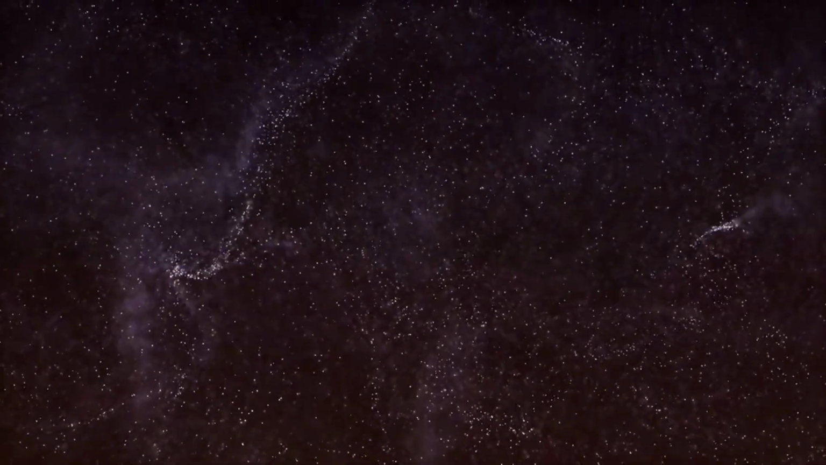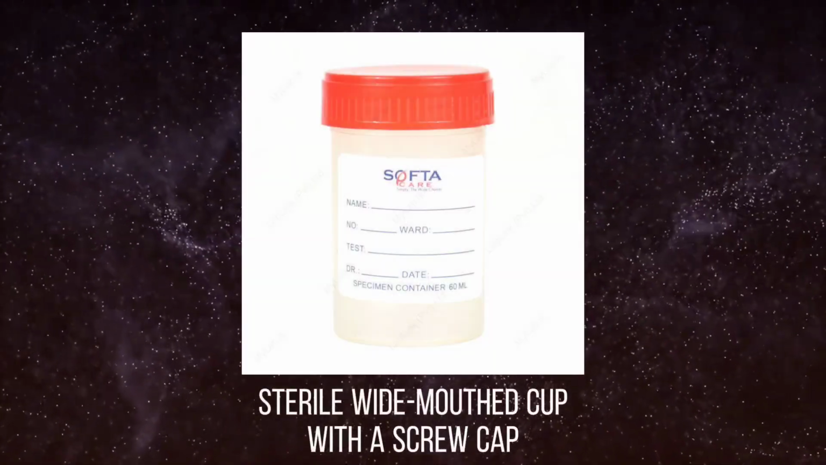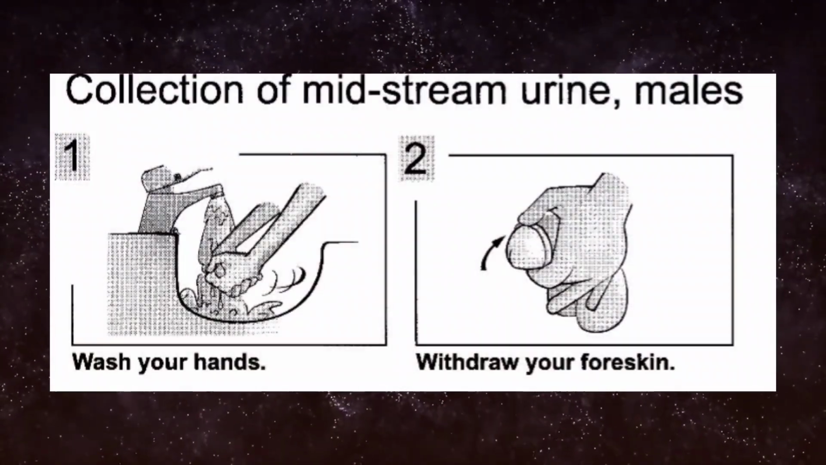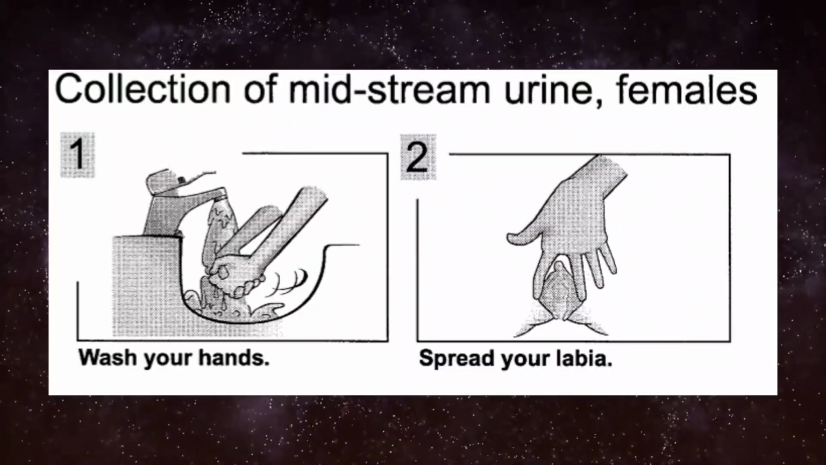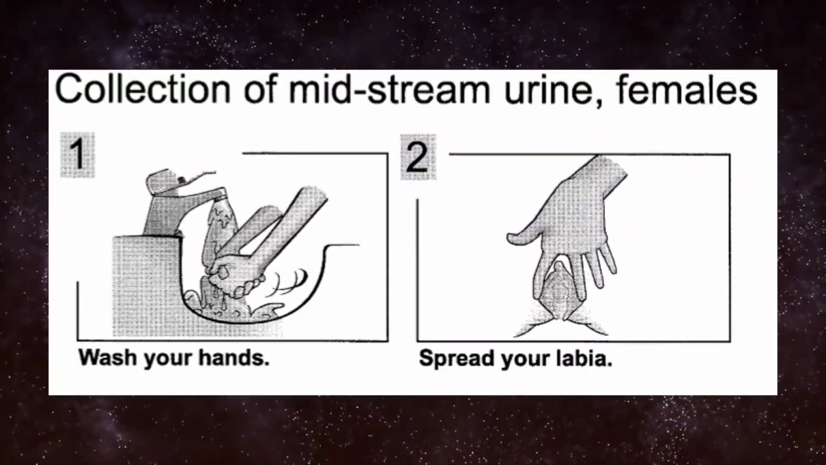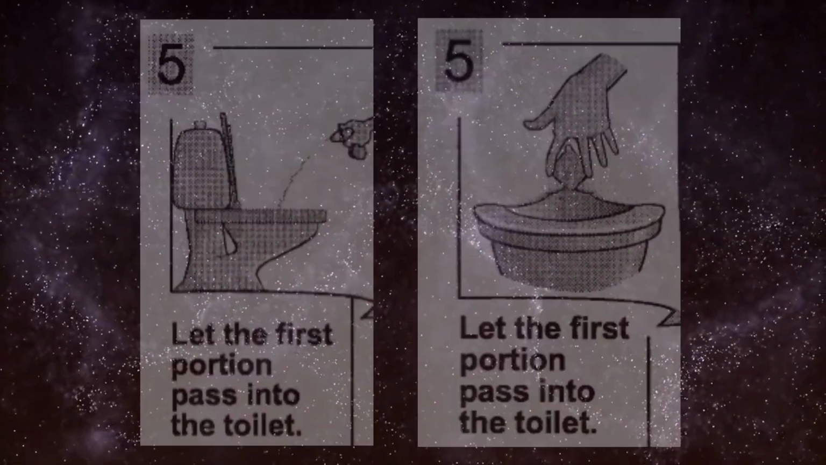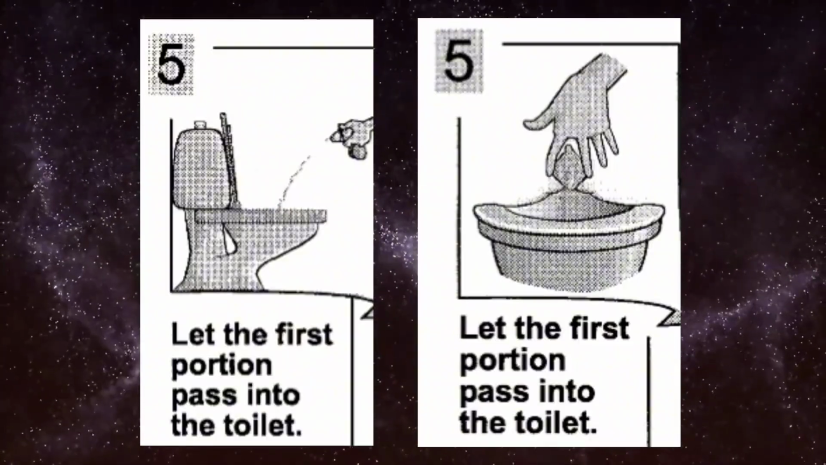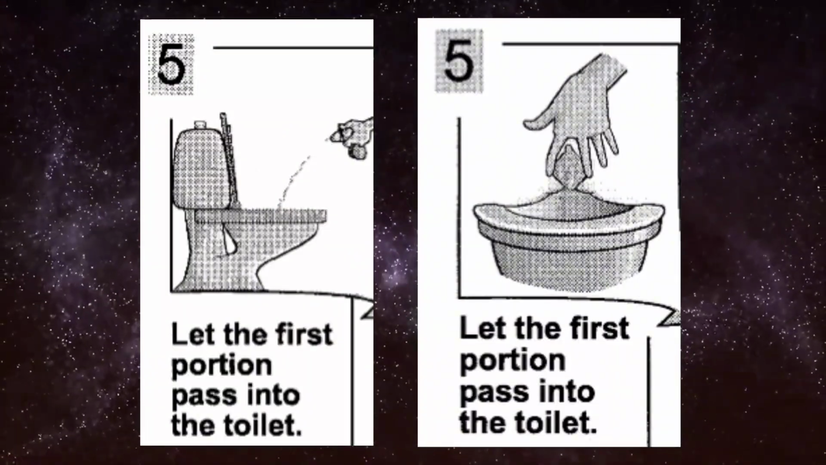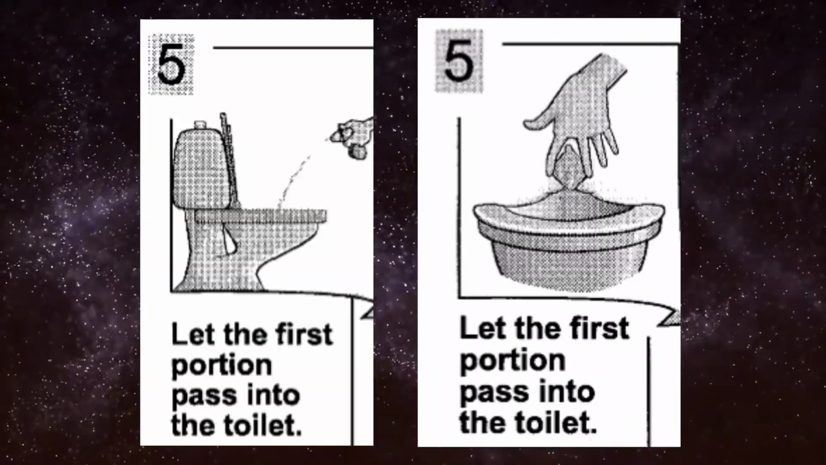Urine is collected to a sterile wide-mouth cup with a screw cap as shown in the picture. If a male is collecting urine, the foreskin must be retracted. And if a female is collecting urine, the labial folds must be separated. The first part of the urine must be disposed to reduce contamination from skin flora and the urethra. This ensures accurate readings in bacteriological studies.